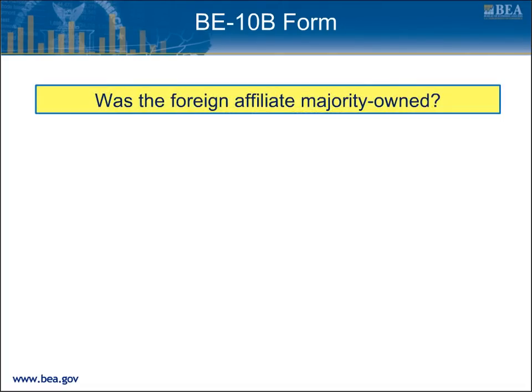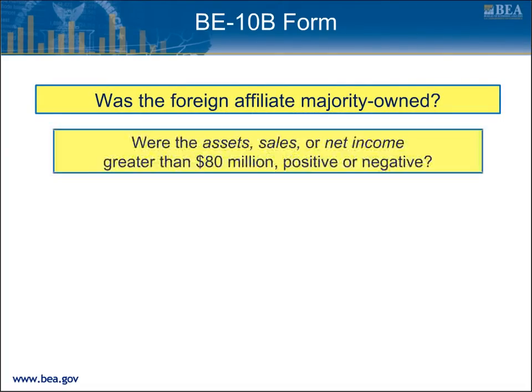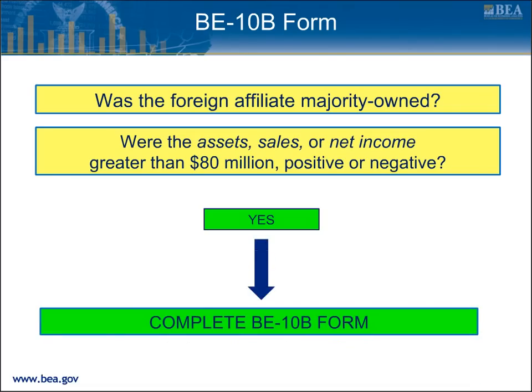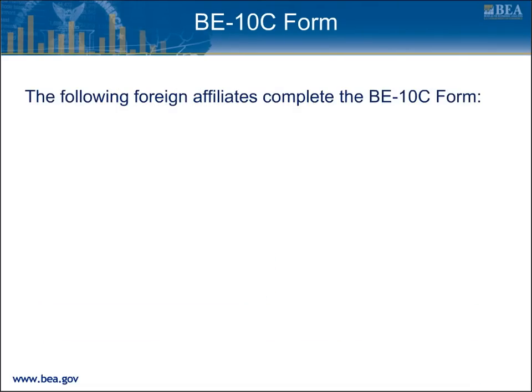To determine whether to file a BE-10B form, answer two questions. Was the foreign affiliate considered majority owned? And were the affiliate's assets, sales, and net income all greater than $80 million at the end of 2014? If the answers to both questions are yes, then complete a BE-10B form for this foreign affiliate.